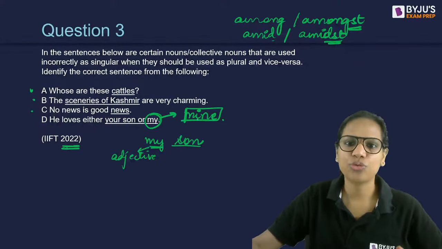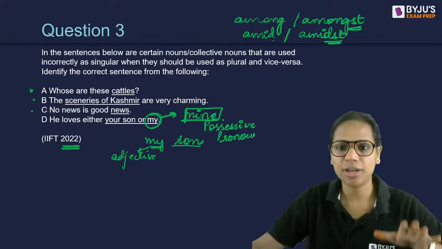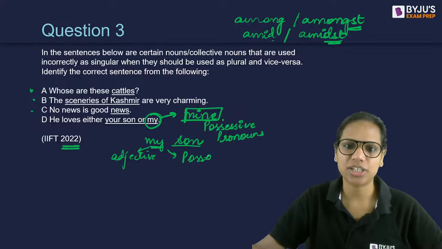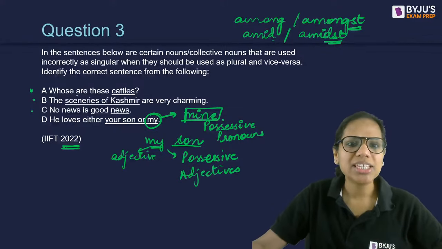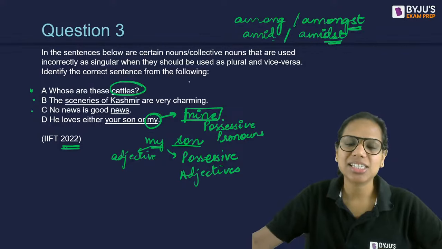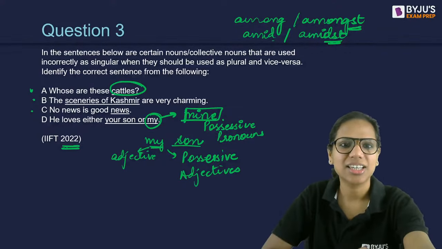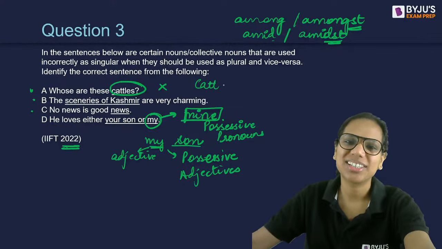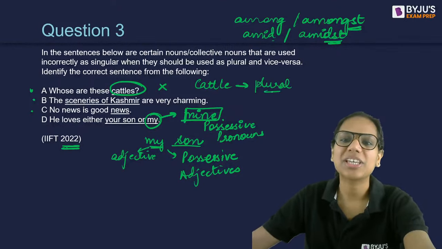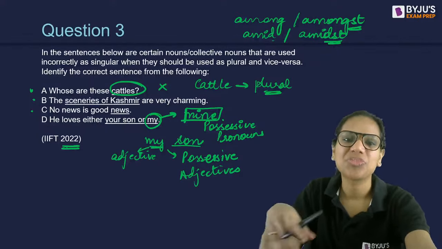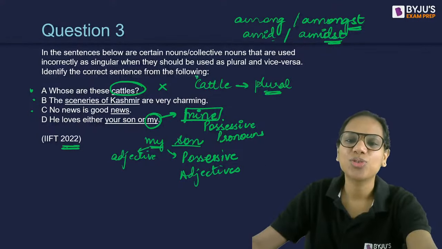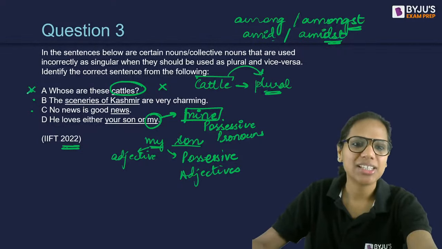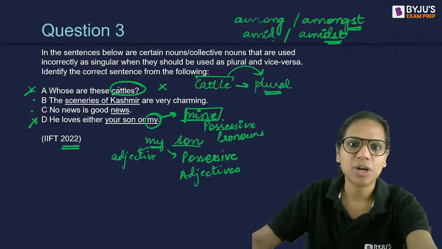This is knowing the usage of possessive pronouns, the difference between possessive pronouns and possessive adjectives. This is a possessive adjective. Now, A says, whose are these cattles? Is cattles correct? There's nothing like cattles. Cattle itself is plural. It includes all those domesticated animals in the cow family that are there in somebody's farm, let's say. So all of those are referred to as cattle. So that's why cattles is incorrect. This is about the usage of collective nouns.